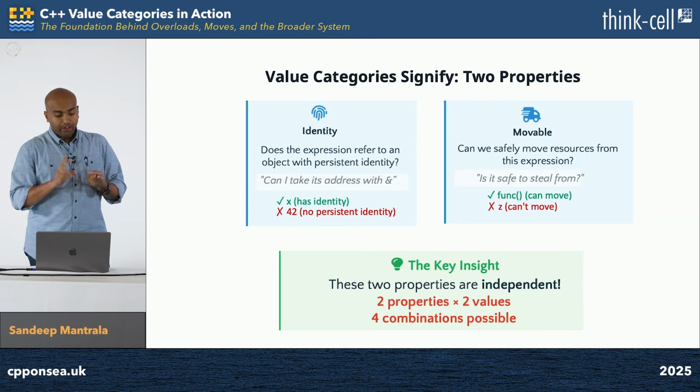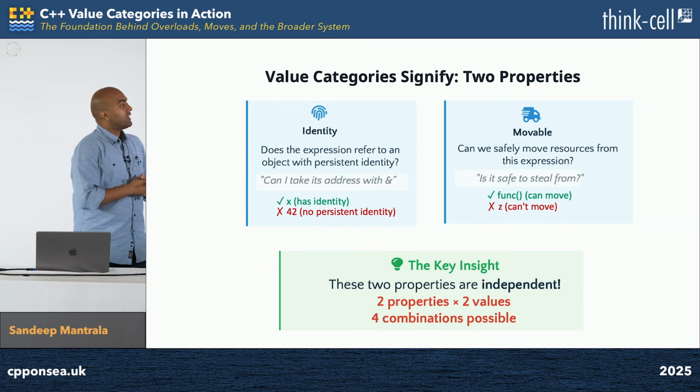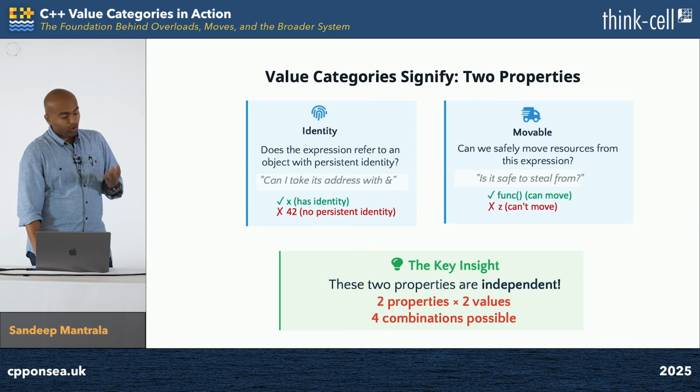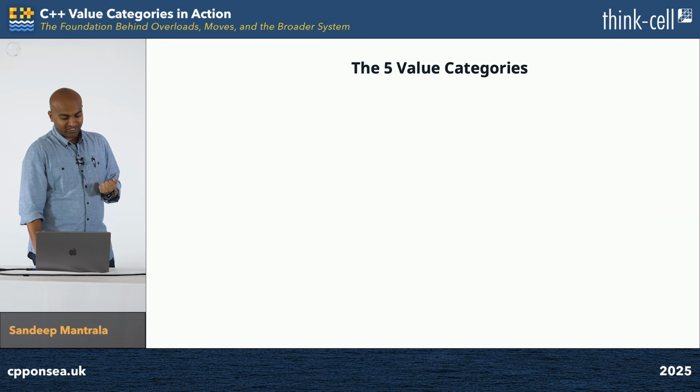Yeah. So we have two properties. Either you can have the identity or you cannot have the identity. Either you can move it or you cannot move it. So four combinations are possible, but we have five value categories.